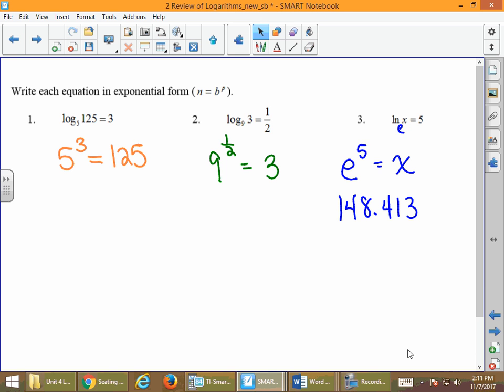The key element really at this point in time is, do you know that the base of the natural logarithm is e? That's the question.